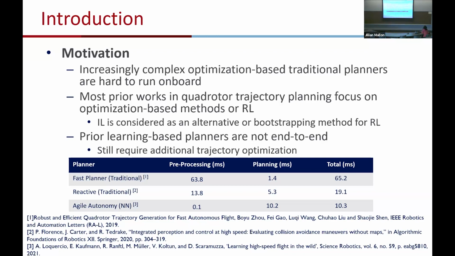And finally, prior learning-based planners, regardless of using reinforcement learning or imitation learning, are not purely end-to-end. They usually output a set of waypoints or positions and still require an additional backend for optimizing the trajectory. For example, Agile Autonomy outputs a set of waypoints and requires an external optimization module in order to get a polynomial trajectory.